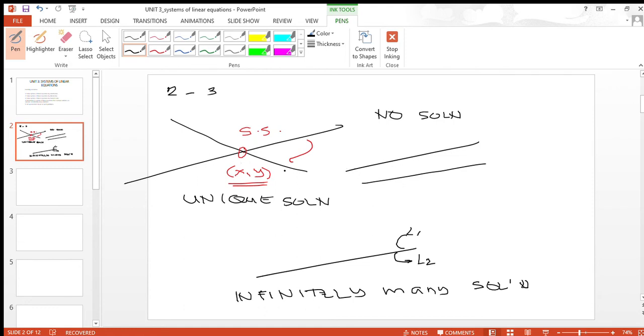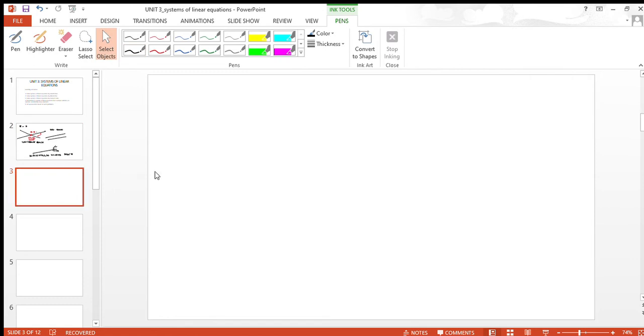Again, if your system has a unique solution, then in a graph the lines will intersect. If your system has no solution, your lines will be parallel. If your system has infinitely many solutions, the two lines will be coinciding with each other. Okay, but we will not be producing solutions by graphing here. So let's now start with the first type of solution, and this is by elimination.